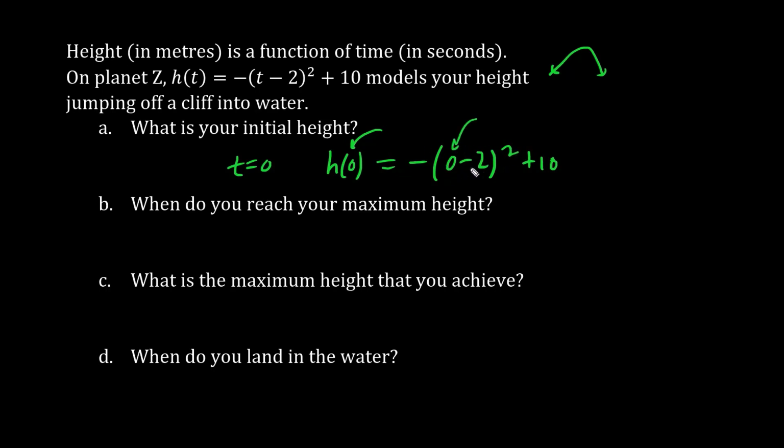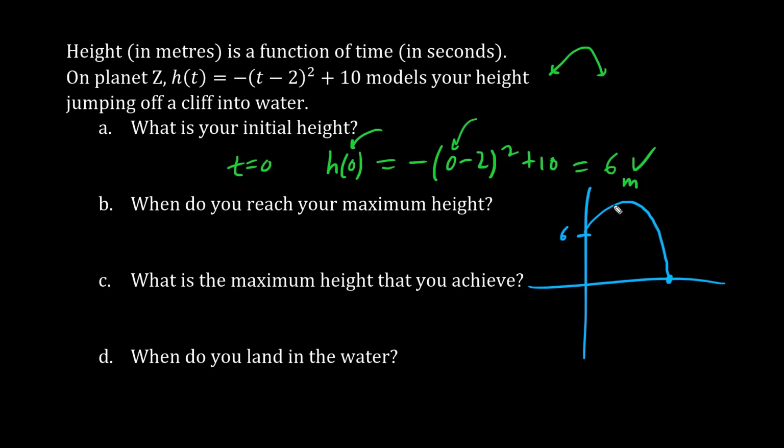Negative 2 squared is 4. And so we have negative 4 plus 10, which is 6. So our initial height is 6 meters. So let's draw this jump. We start at a height of 6, we jump, and we land into the water over here.